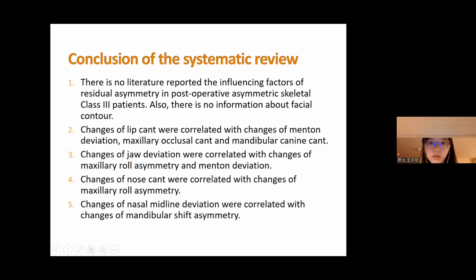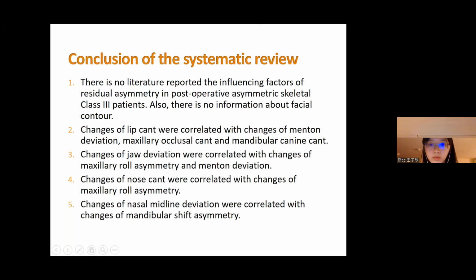So here is the conclusion of the systematic review. There is no literature reporting the influencing factors of residual asymmetry in post-op asymmetric skeletal class 3 patients. Also, there is no information about facial contour.